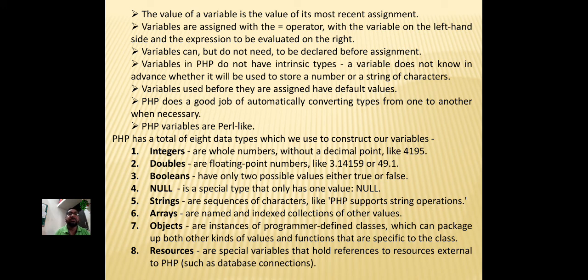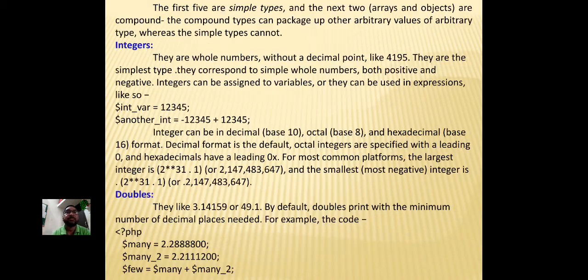Fifth, strings are sequences of characters, and PHP supports string operations. Sixth, arrays are named and indexed collections of other values. Seventh, objects are instances of programmer defined classes, which can package up both other kinds of values and functions that are specific to the class. Eighth, resources are special variables that hold references to resources external to PHP, such as database connections.